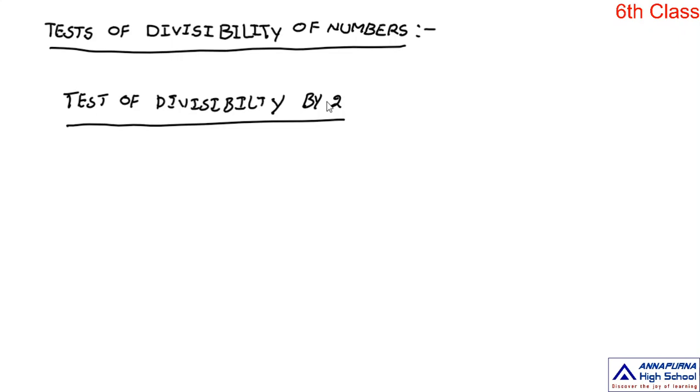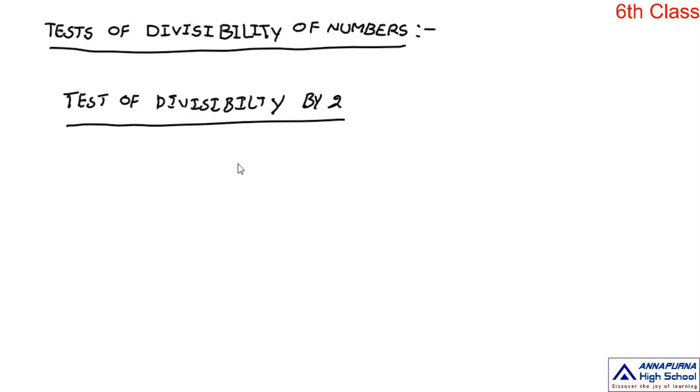In this test, a number is divisible by 2 if its units digit is 0, 2, 4, 6 or 8. If any of these digits is in the units place, then that number is divisible by 2. First, we check with one or more examples.